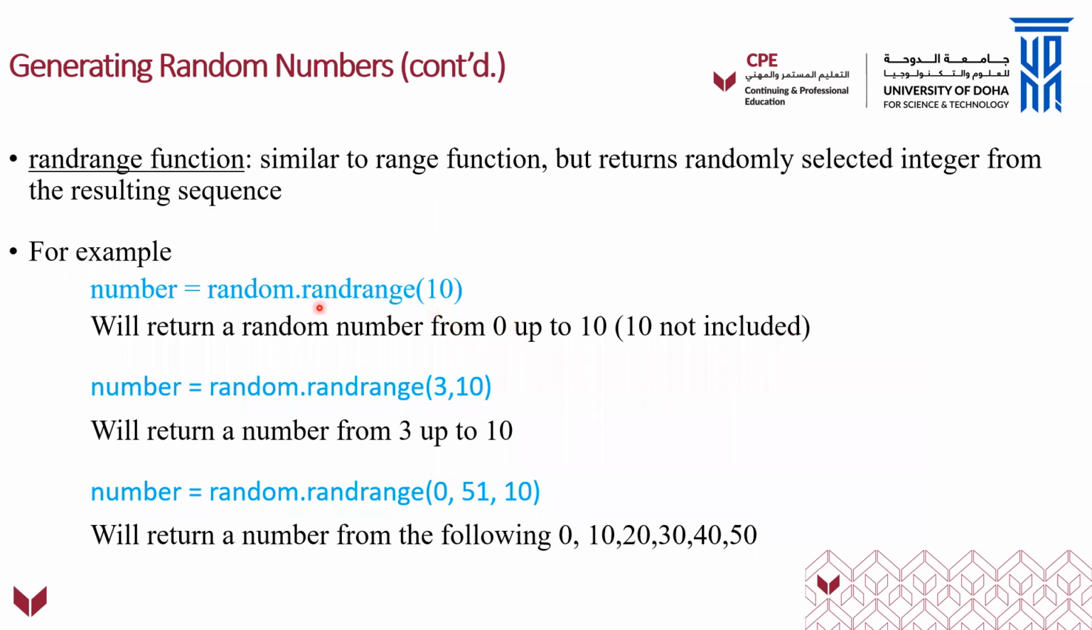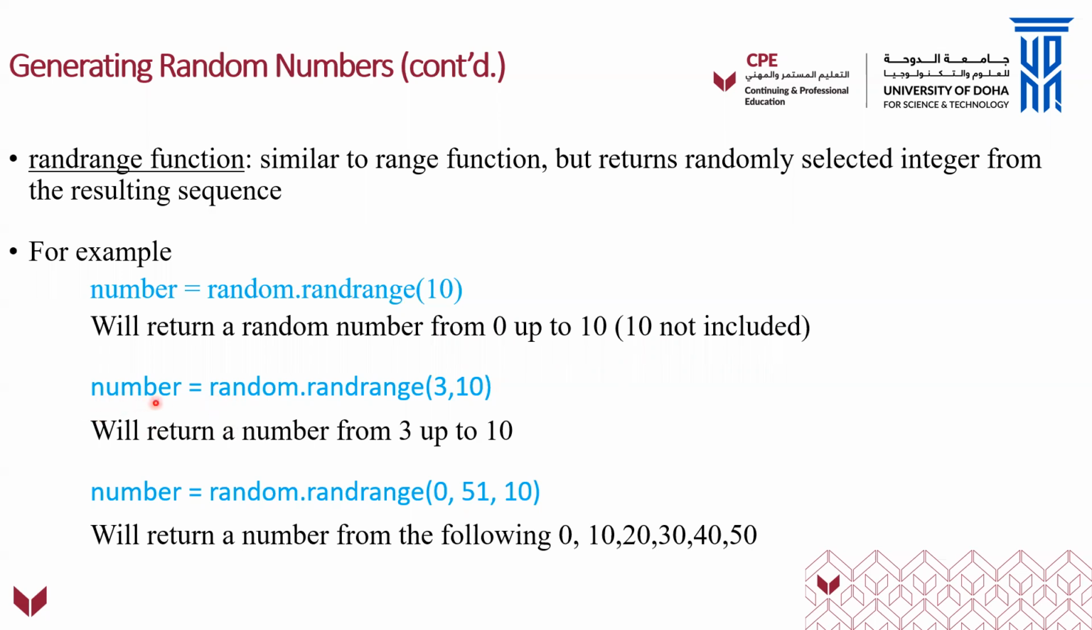Actually, the question here is you will be requesting from the interpreter to produce a random value out of 10 different values. 10 different values, it means from 0 up to 9. Because if you count the existing values from 0 up to 9, you will find that it will be 10 different values. So remember, randrange will return a random number that will vary from 0 up to 10, but 10 will not be included.